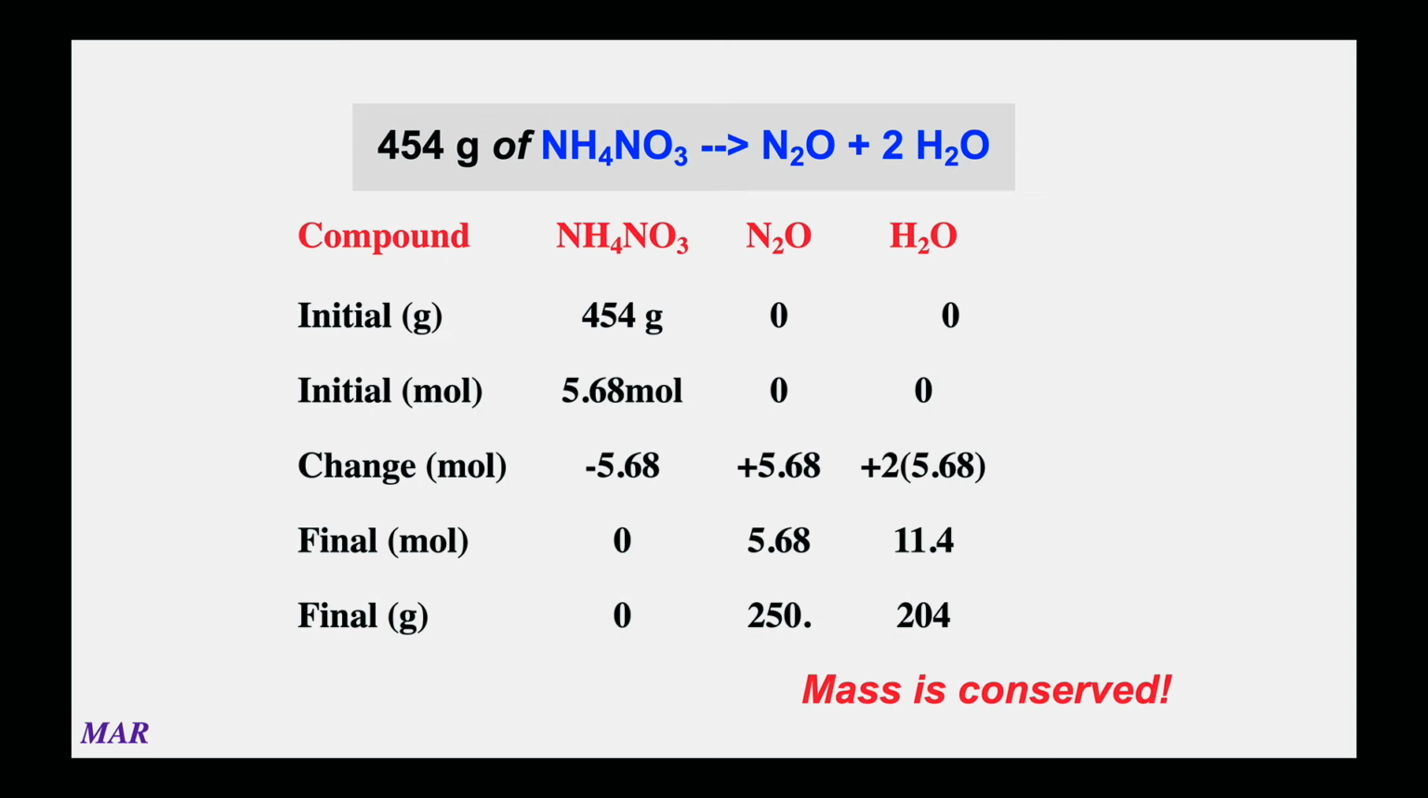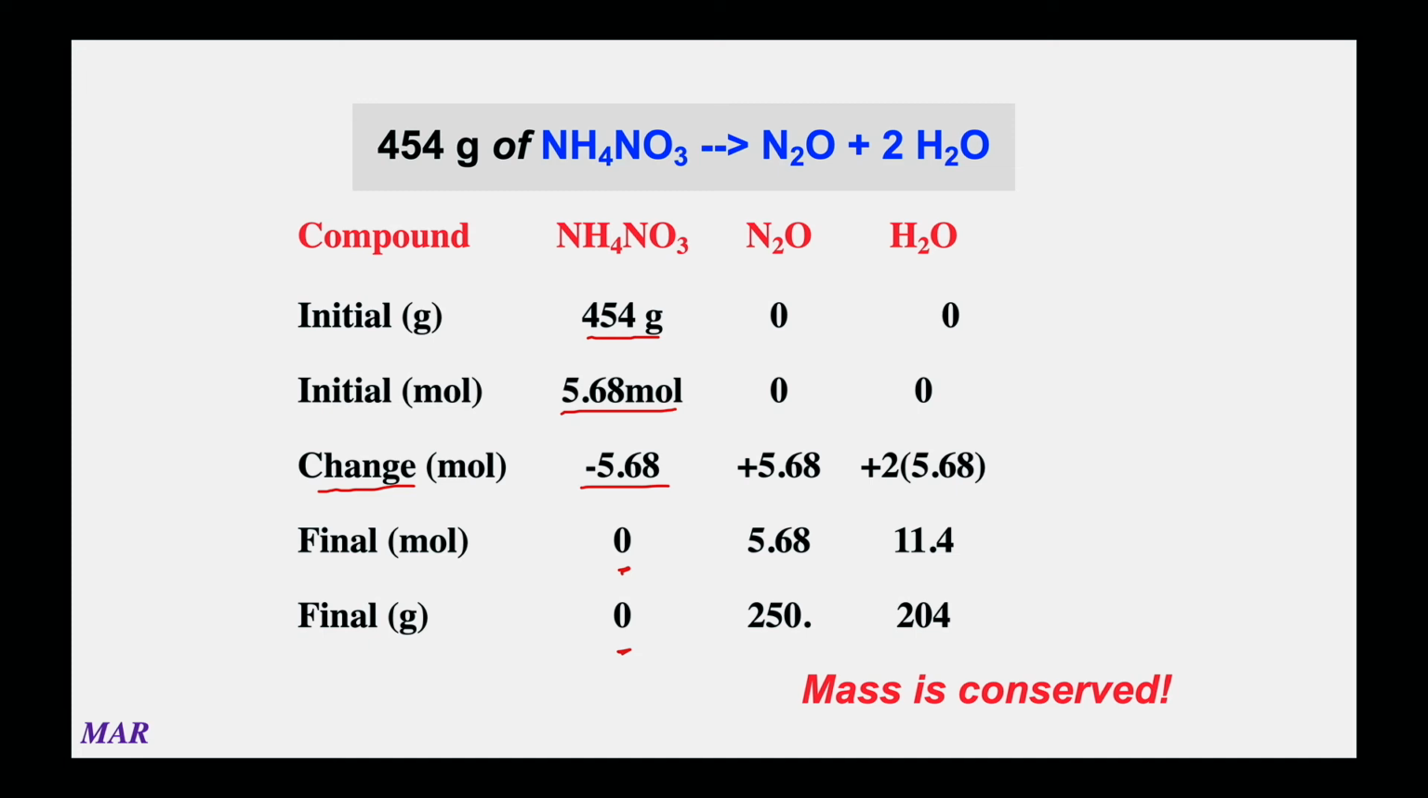It's a diagram. Now, remembering that all the mass has to be accounted for, all right? In this reaction, ammonium nitrate makes N2O and H2O. So we started with 454 grams, which we then figured out was 5.68 moles. And in this reaction, all of the ammonium nitrate is reacted. So the change, how much it goes up or down, is minus 5.68. And there's nothing left at the end, all right?